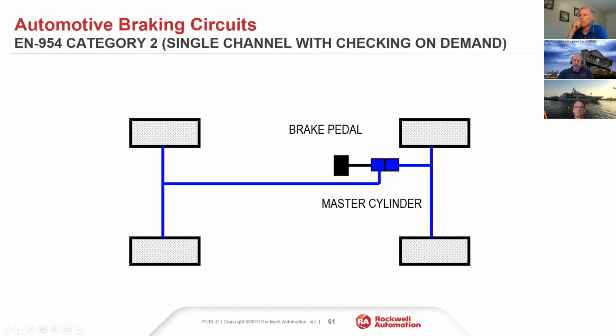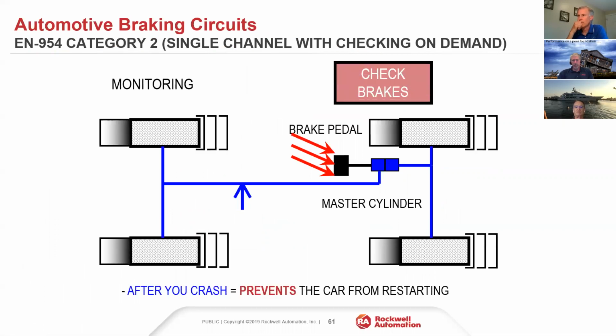And so when we have our category 2 braking system in our car, yeah, maybe we test the brakes before we drive away, right? But if we have an issue in our braking system, what happens? Well, we still crash because we have one issue in our system that we can't withstand without crashing. We do crash. And after we crash, we prevent the car from going away again. We prevent it from restarting, right?